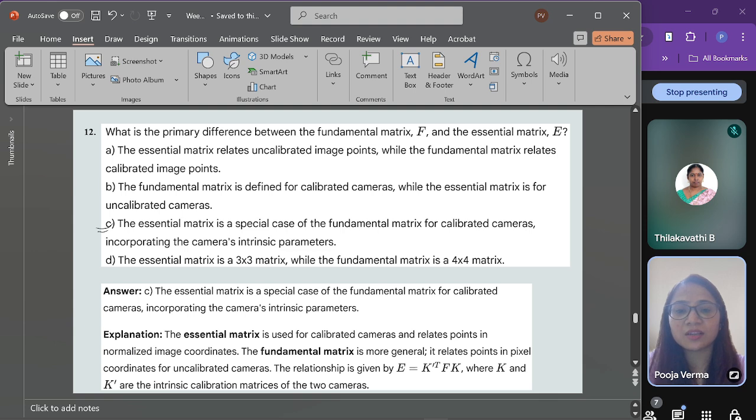So the essential matrix is used for the calibrated cameras for relating points in the normalized image coordinates, while the fundamental matrix is more general. It relates points in the pixel coordinates for the uncalibrated cameras. And already we have seen the relationship between the essential matrix and the fundamental matrix, where K and K dash are the intrinsic camera calibrations of these two cameras. Already we have solved one question on that. So this is basically the relation between the essential matrix and the fundamental matrix.